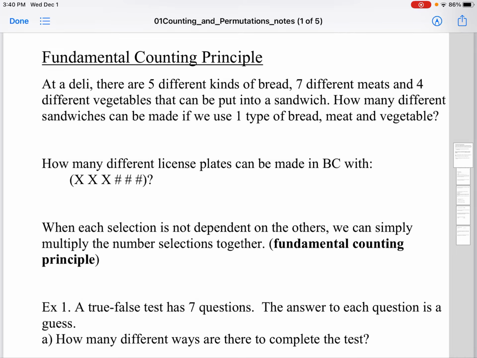The fundamental counting principle. The fundamental counting principle has essentially to do with counting. And that's what we're going to be doing: counting up different things, but we're going to learn to count efficiently.